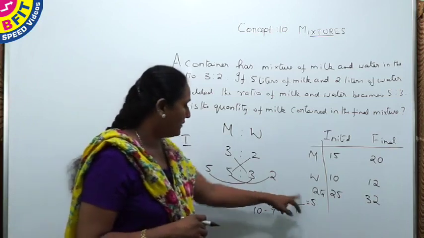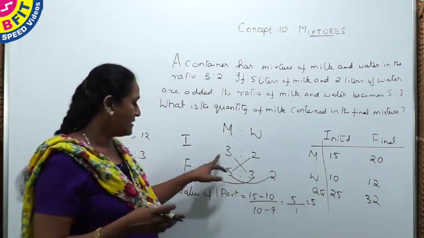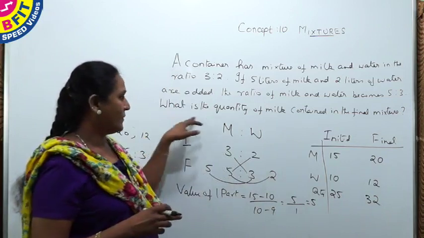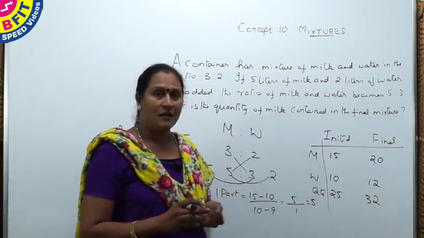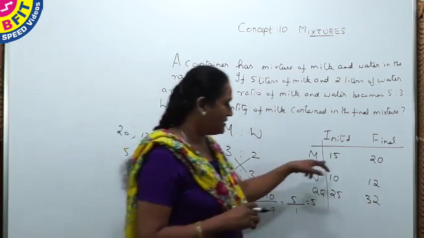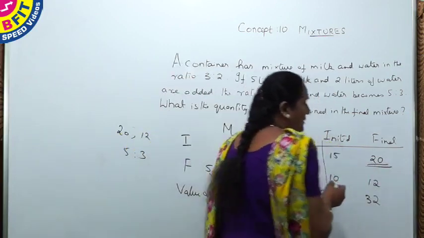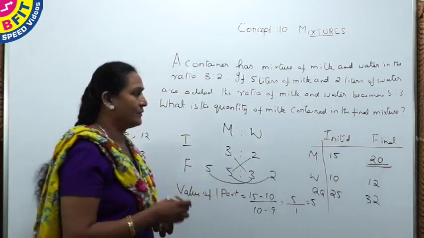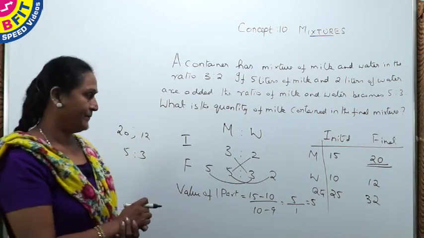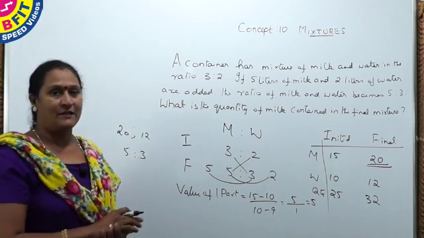So it is 5 into 3, 15. If final is asked, add this 5 liters. So the question is the quantity of milk contained in the final mixture. Initially there were 15 liters. So adding 5, 20 liters of mixture is there finally. So we'll see another example.